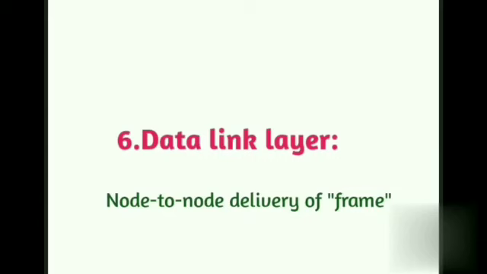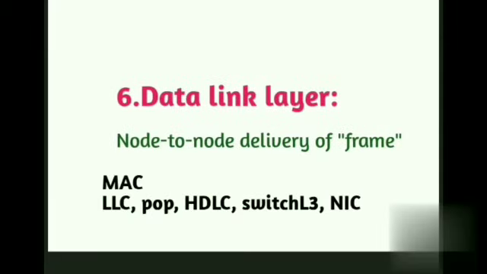Coming to the sixth one, the data link layer. Here the data is received from the fifth layer, that is the network layer. Here the data is node-to-node delivery of frames, so the data is in the form of frames. The data link layer mainly has 2 basic functions, those are MAC and LLC. Here PPP point-to-point, HDLC high-level data link control, layer 2 switches and the network interface card work. These work under the data link layer.